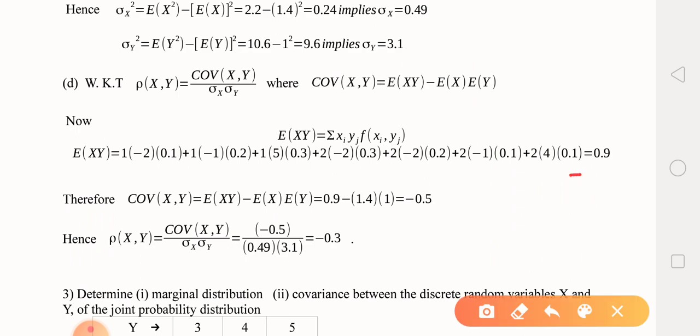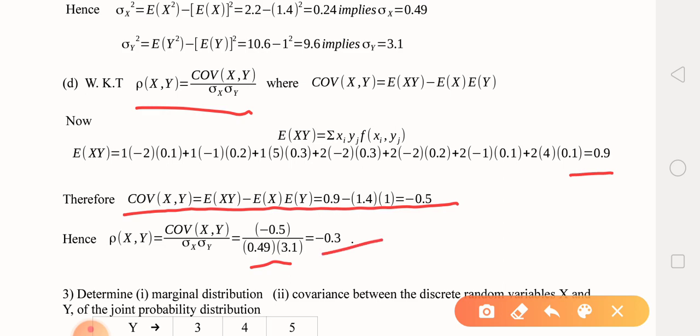So expectation of xy is 0.9. Therefore, covariance of xy is minus 0.5. Now we consider the coefficient of correlation. Substitute the values. Minus 0.5 divided by 0.49 into 3.1 gives minus 0.3.